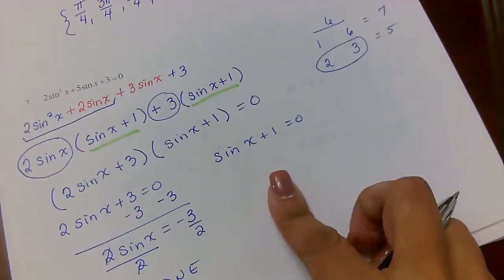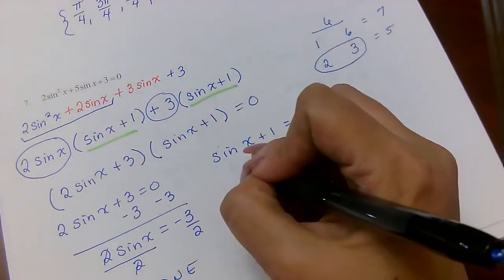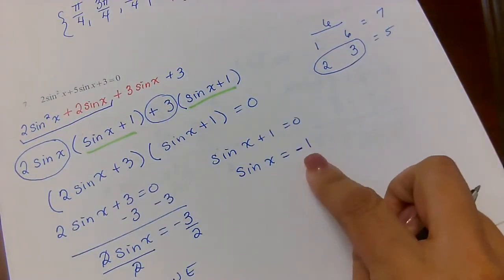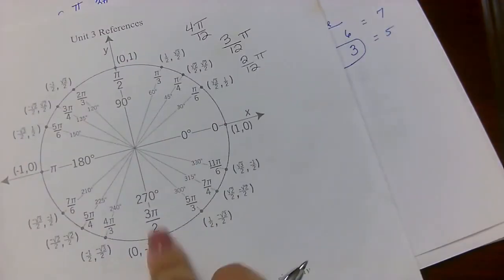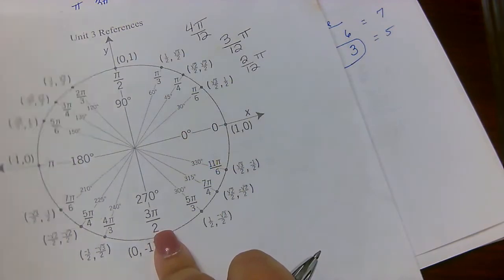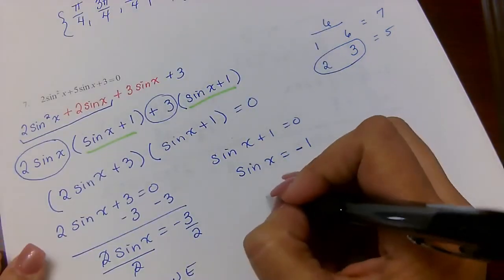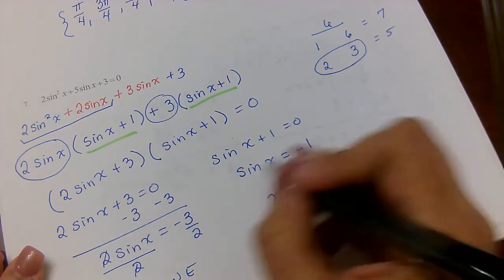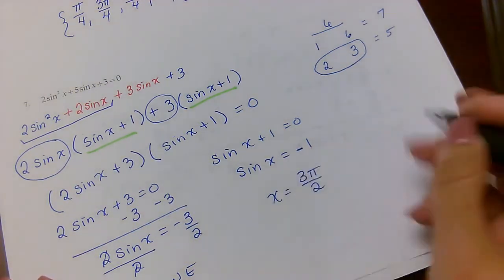Okay. On the other side, you can see that I have sine x is equal to -1. This is on the unit circle. So I'm just going to look at my y and say, oh, the answer here is going to be x has to be equal to 3 pi over 2. So x will equal 3 pi over 2. And that's going to be your solution.